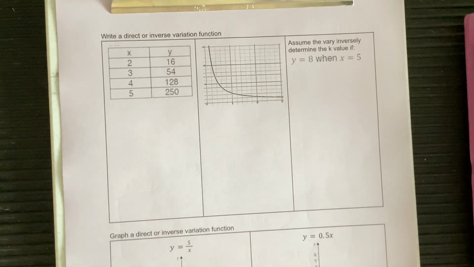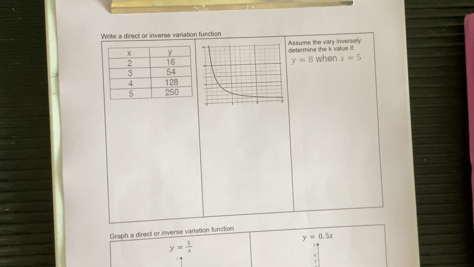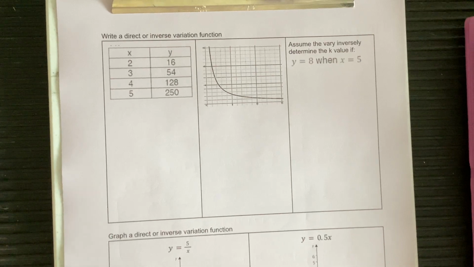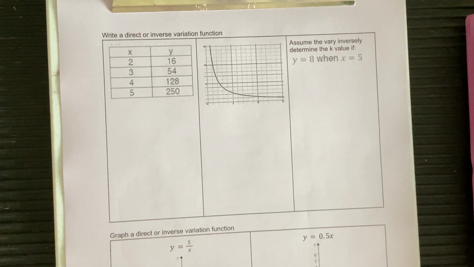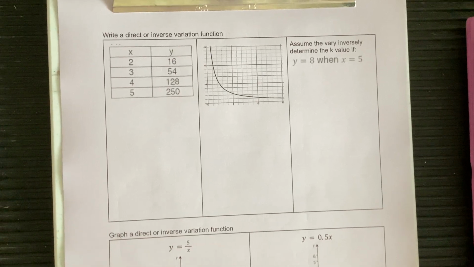All right, here we go. We're starting Unit 8. In Unit 8, we talked about direct variation, inverse variation, piecewise functions, and then regressions. So, let's start with direct and inverse.